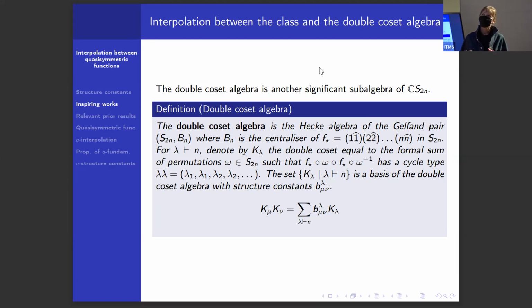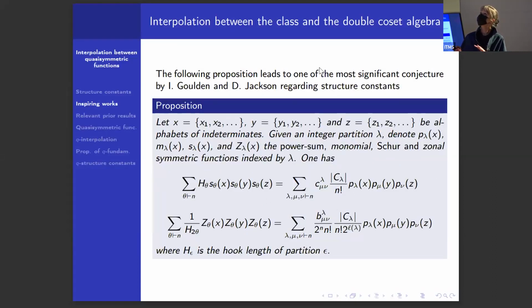I will not get into details. You can see here the definition of the cosets and the structure constants. What is interesting about these two sets of structure constants for the class algebra and the double coset algebra is that they are connected to the ring of symmetric functions.